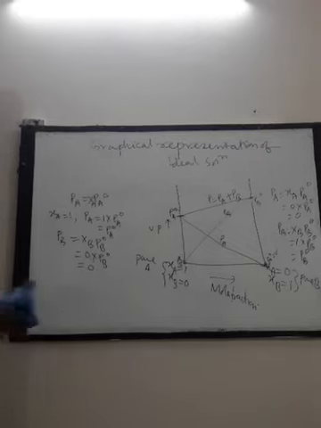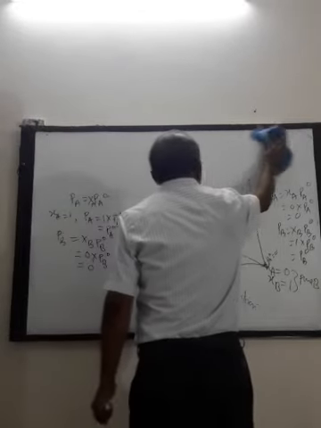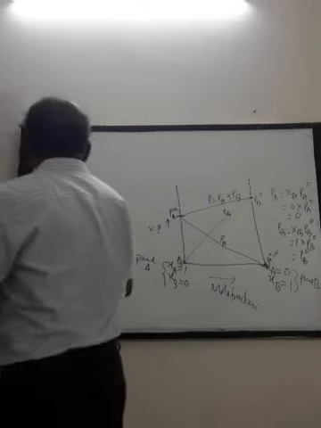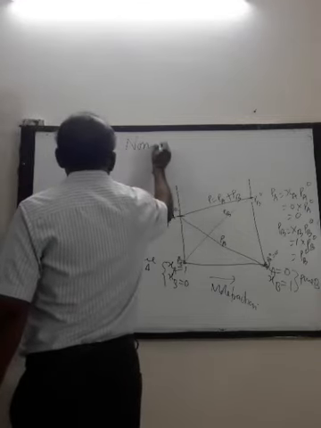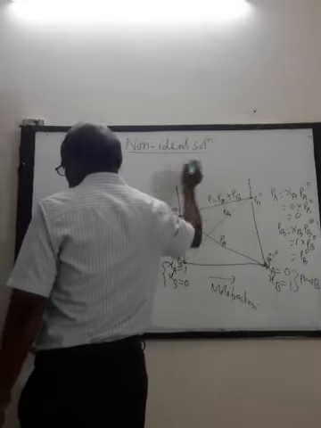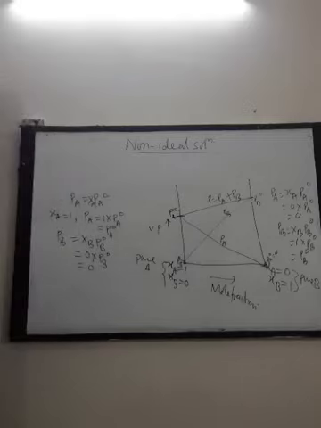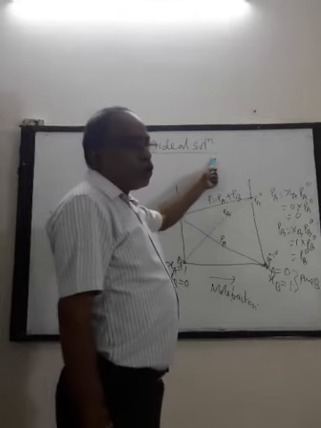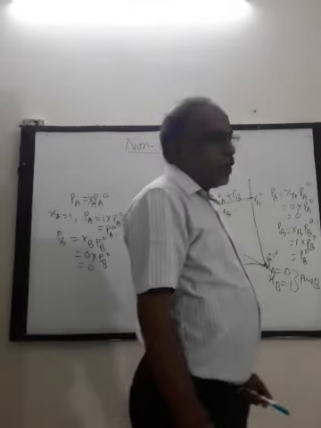So next we consider non-ideal solution. So what is ideal solution? Solution which obeys Raoult's law is known as ideal solution. What is non-ideal solution? The solutions which do not obey Raoult's law are known as non-ideal solution.